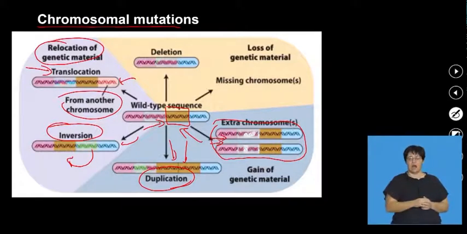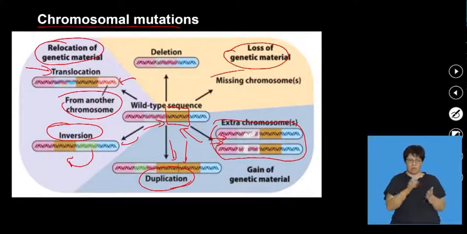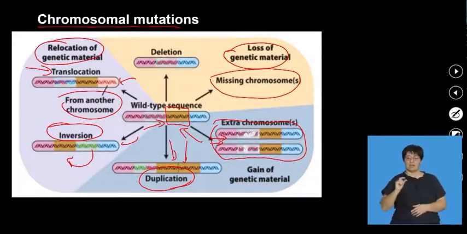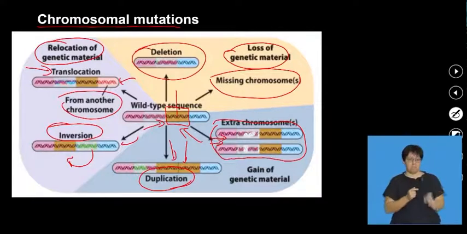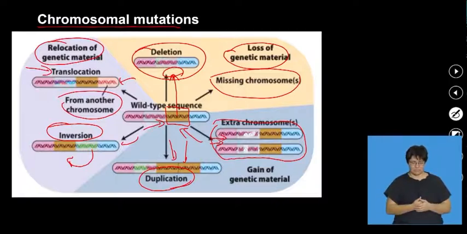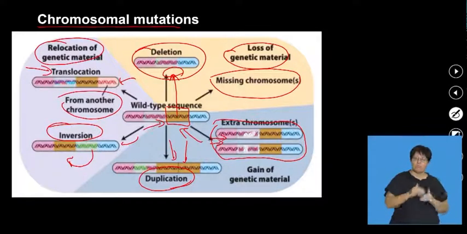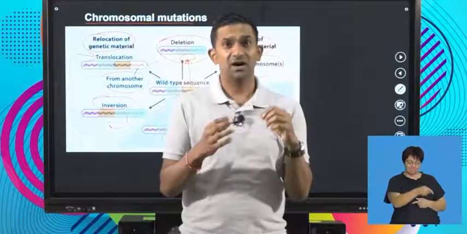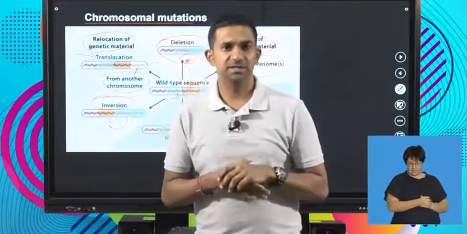Or we could see that there is a loss of genetic material where an entire chromosome has not separated, and you end up with a gamete that lacks a specific chromosome. We also know that there could be a deletion of a segment of a chromosome, which we see absent in this specific chromosome. So guys, we've spent some time looking at the process of how chromosomal mutations take place.